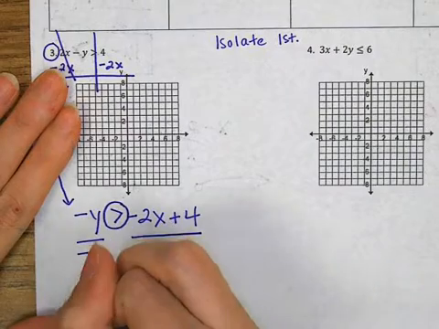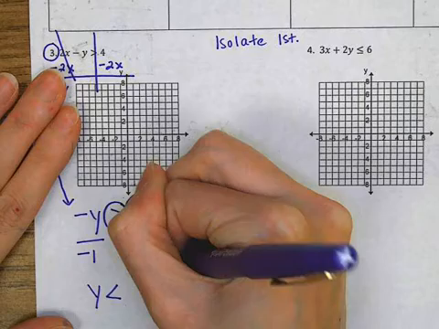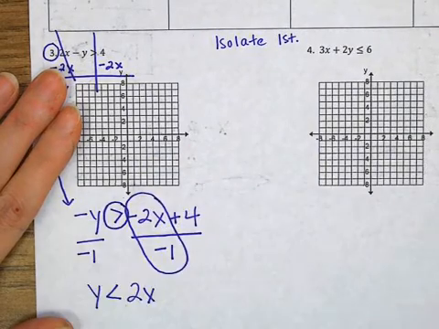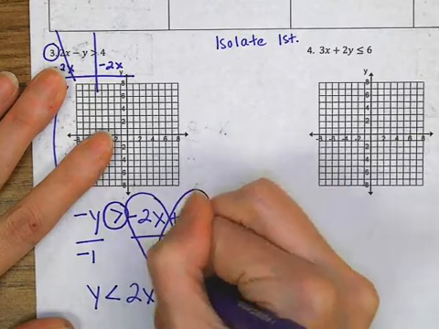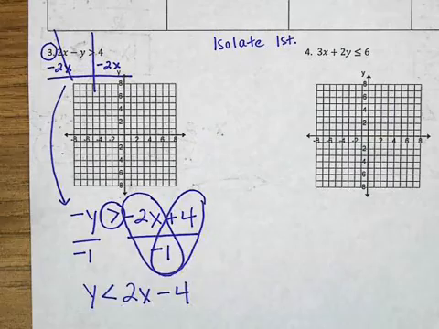Okay, so now we're at y is less than. All right, heart method. Negative 2x divided by negative 1 is positive 2x. And 4 divided by negative 1 is negative 4. All right, so that's your line.